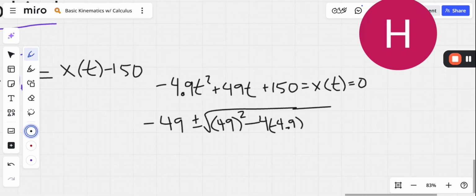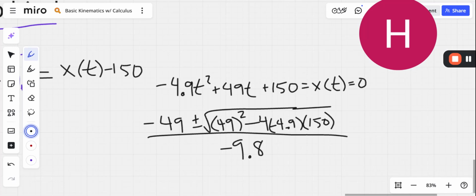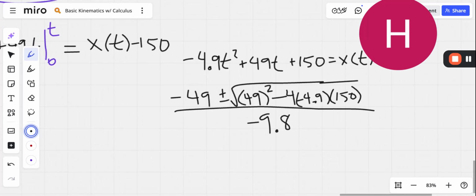Negative 4.9, 150 over 2 times negative 4.9. Notice that 9.8 kind of comes back, even though we got rid of it at some point, since we have 2 times 4.9. Now it's negative 9.8. Okay, so those are our possible values for t. Let's try to figure out what that is. 49 squared is 2401, and this is going to become plus, let's see, 19.6, 29.4. Yeah, 29.40.